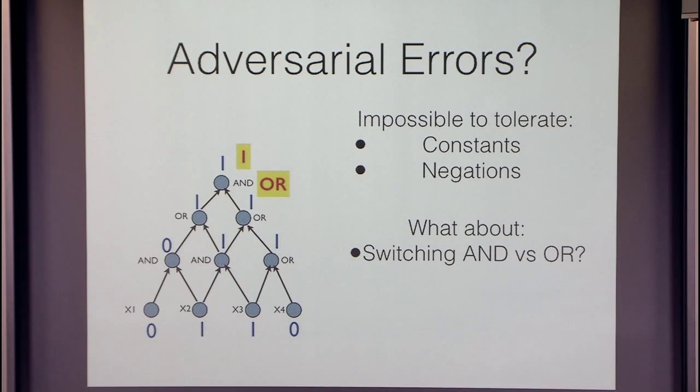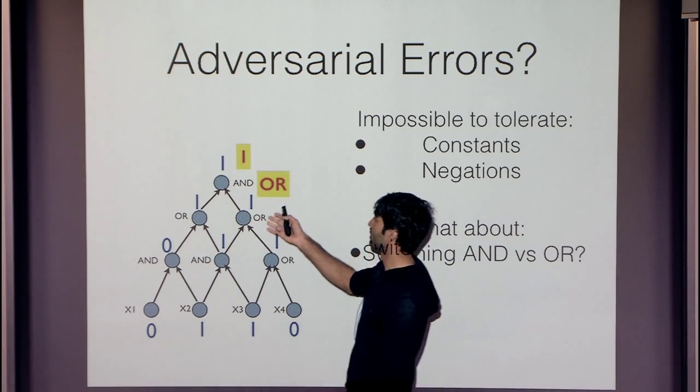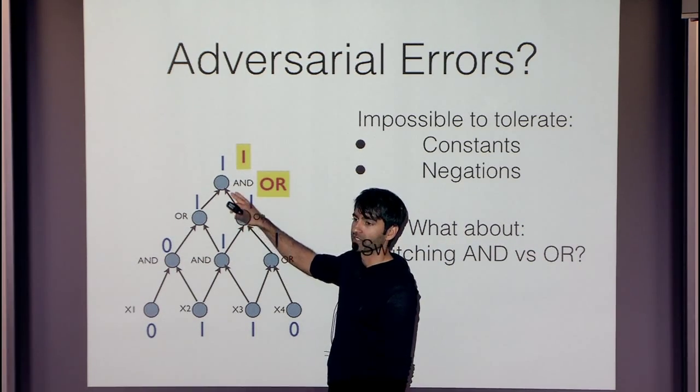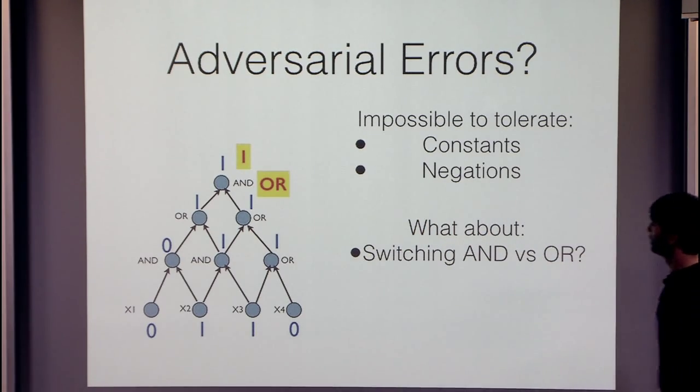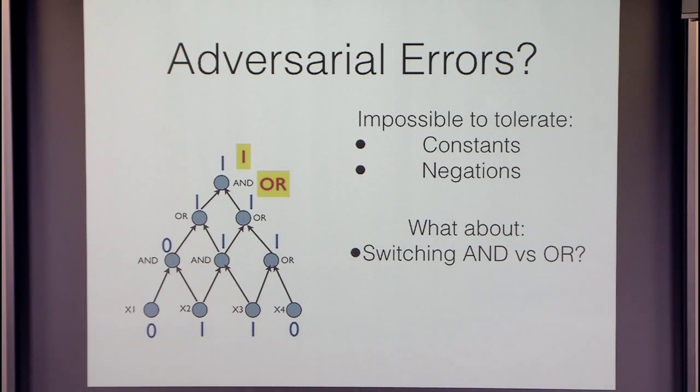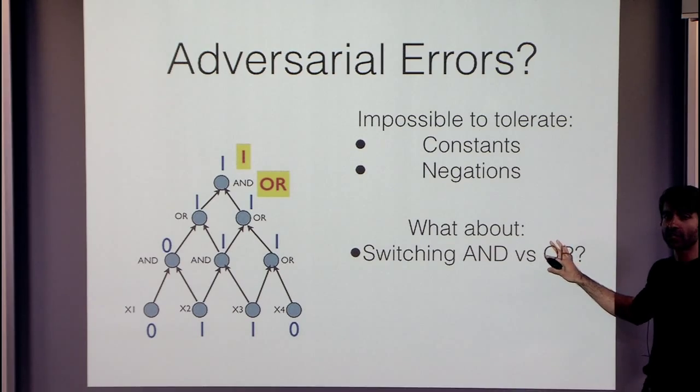Okay, then it's not clear. It's not clear. One such error may not ruin the circuit, right? Like in this circuit, the computation is still fine because there was 1, 1 here. It doesn't matter if it's an AND or an OR. Okay, and actually what we proved is that these kinds of errors you can actually tolerate quite well.